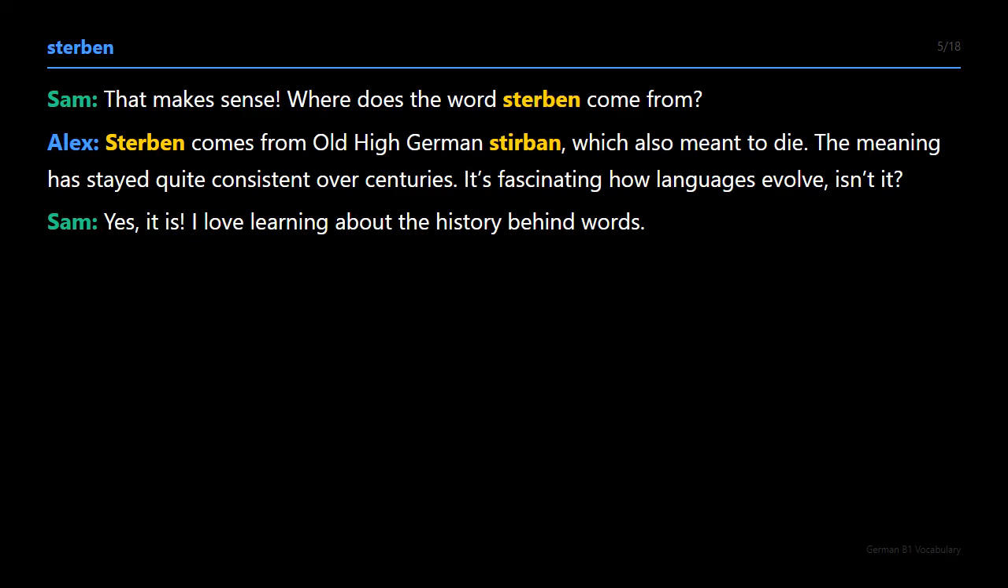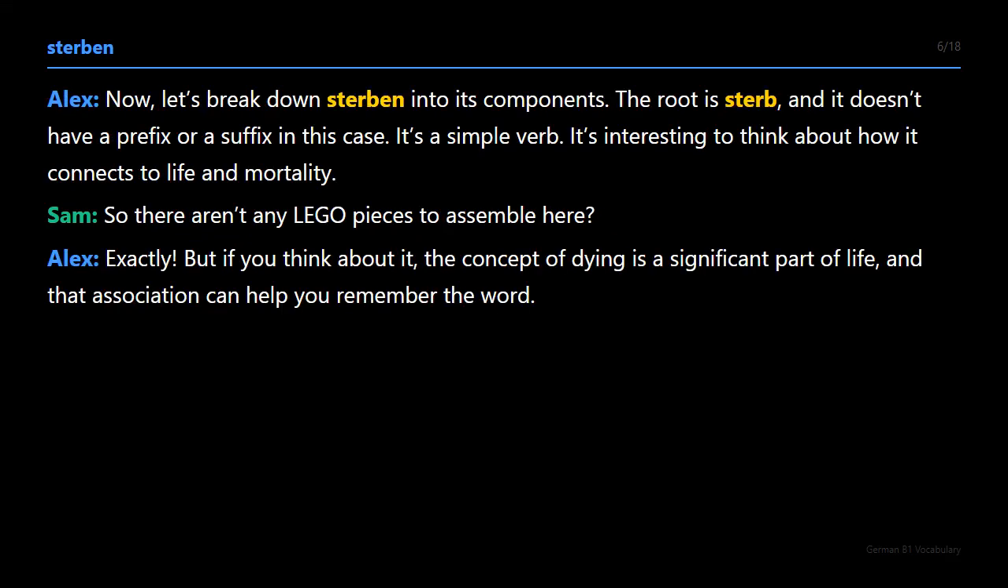Now, let's break down sterben into its components. The root is sterb, and it doesn't have a prefix or a suffix in this case. It's a simple verb. It's interesting to think about how it connects to life and mortality. So there aren't any Lego pieces to assemble here. Exactly. But if you think about it, the concept of dying is a significant part of life, and that association can help you remember the word.